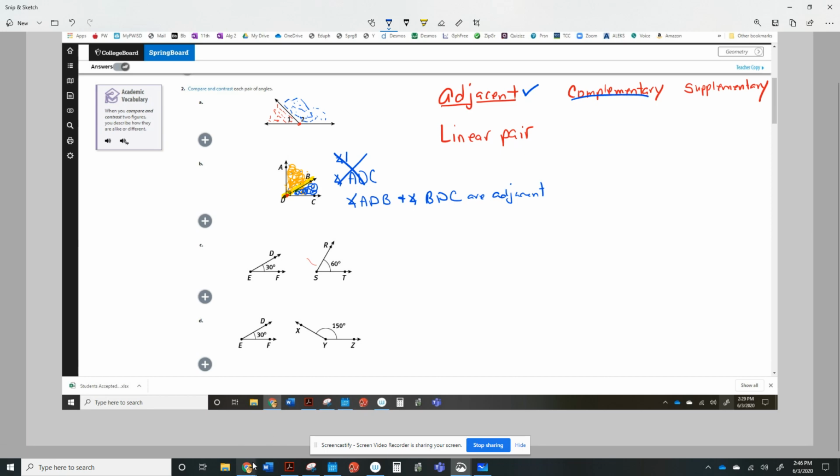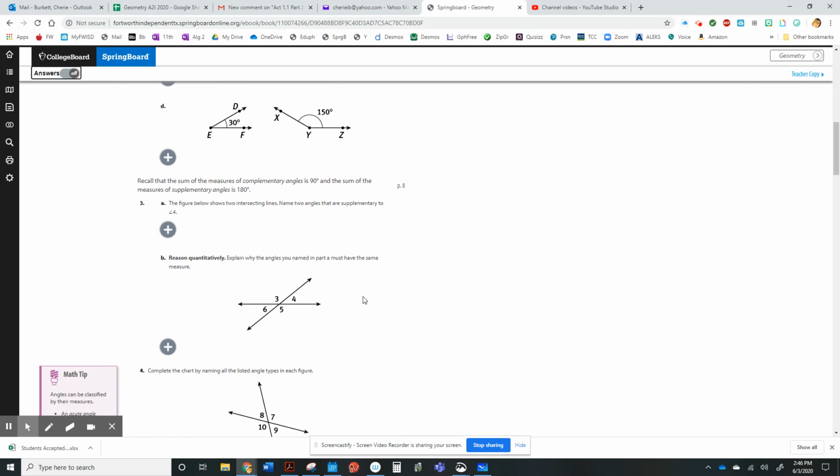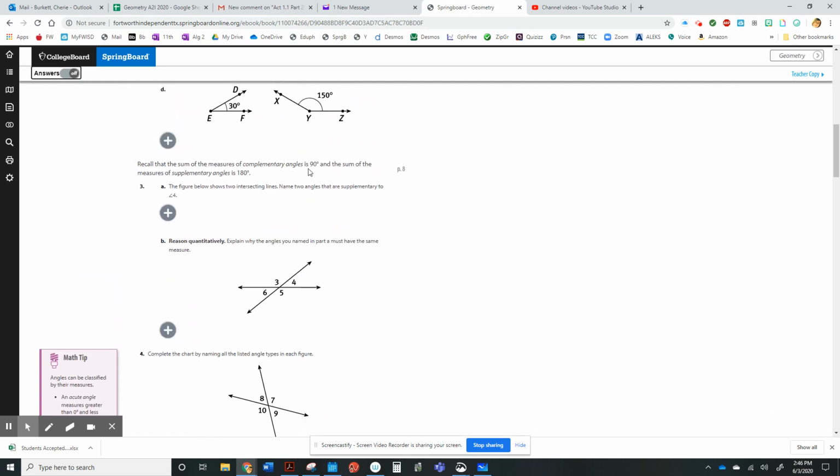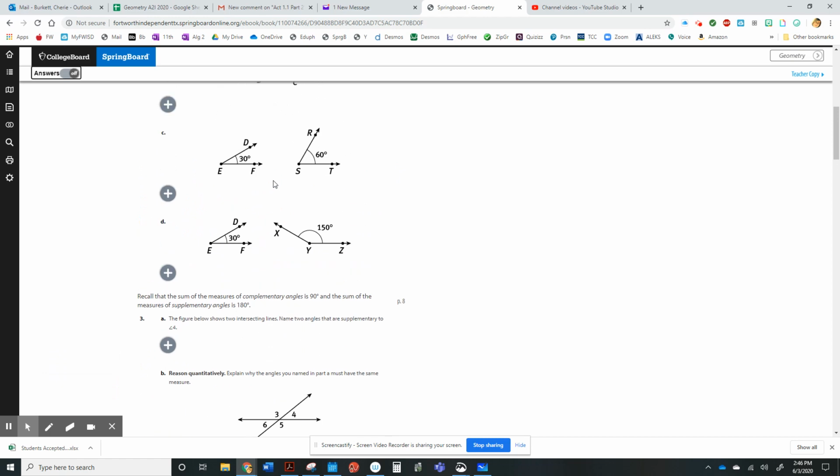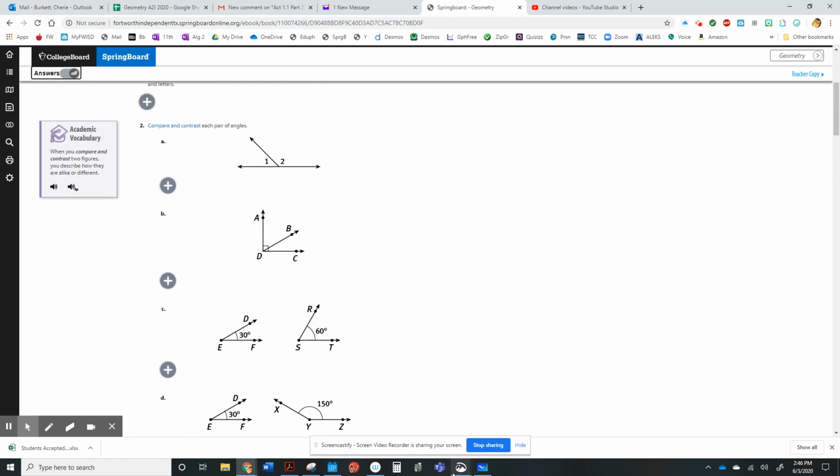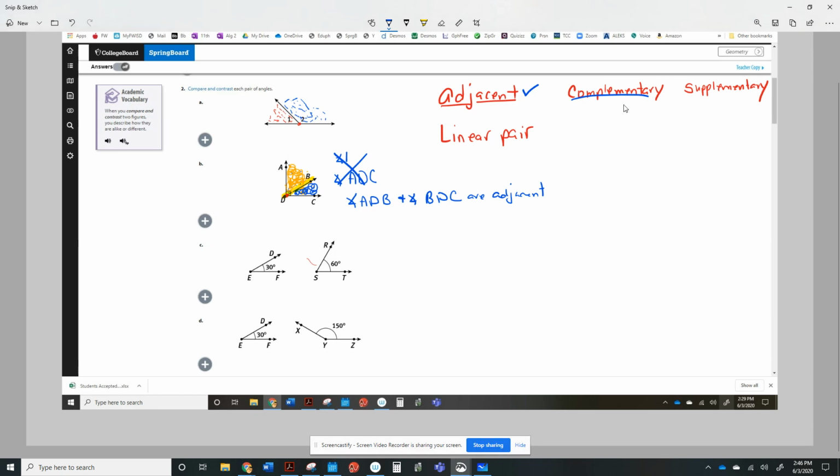And if you look in your book over here, they give you these two definitions. I don't know if this is the first time. It says recall. So I'm assuming that at some point or another you learned about complementary and supplementary angles. If not, then I'm introducing it to you right now for the first time. Complementary are angles that add together to be 90 degrees. They have a sum of 90. Complementary angles have a sum of 90. Supplementary angles have a sum of 180.